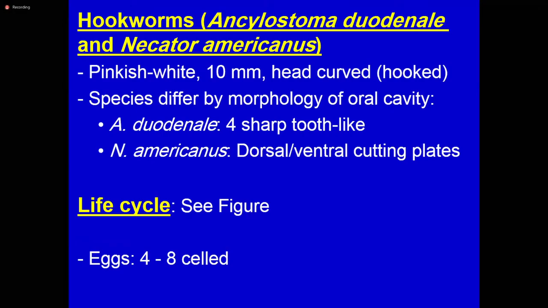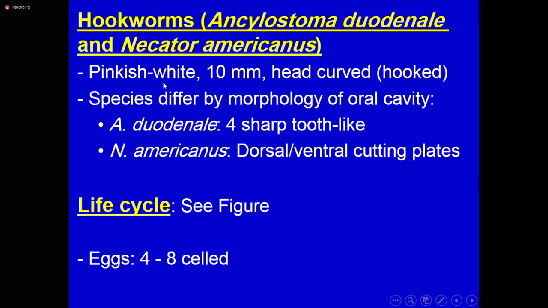The other type of worms are the hookworms. We said Ankylostoma duodenale is the one that is prevalent in the Middle East. In America, its counterpart is Necator americanus. These are slightly different, but both are hookworms.